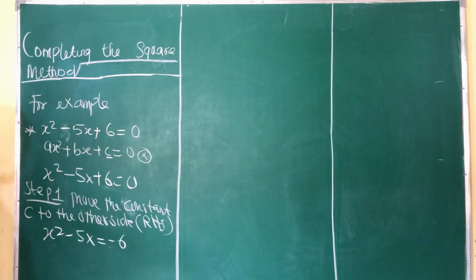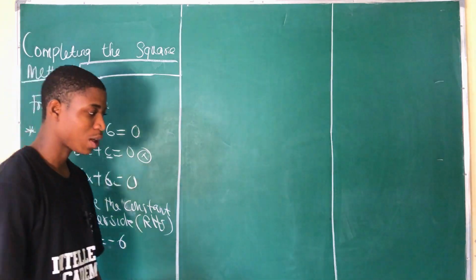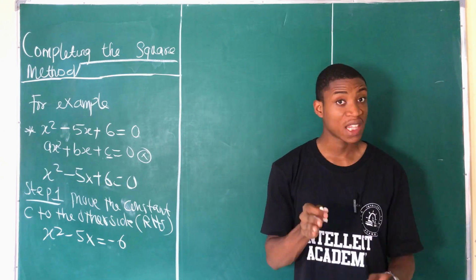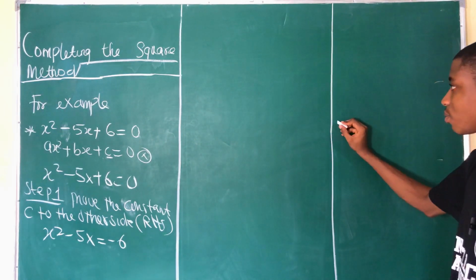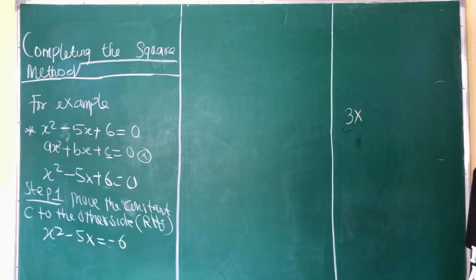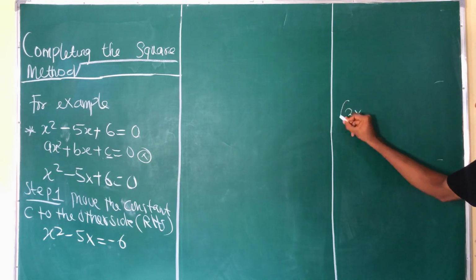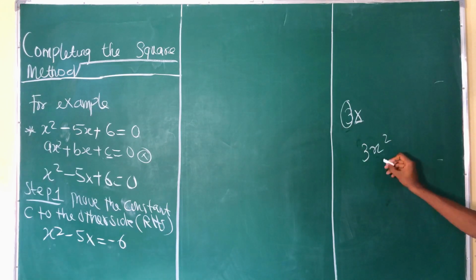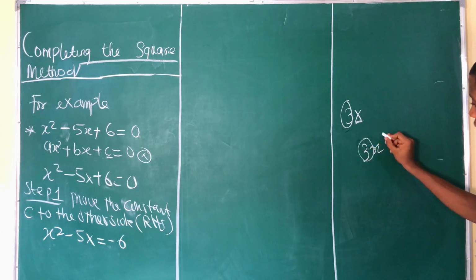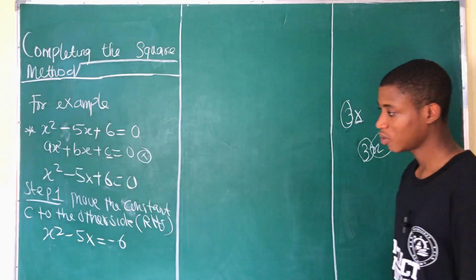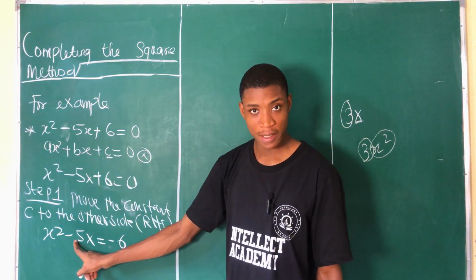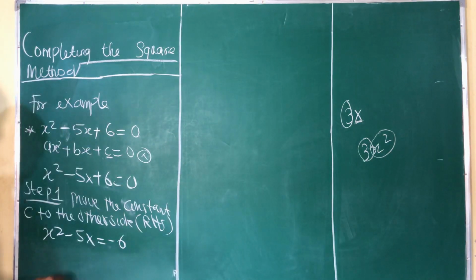Now the second step involves the coefficient of a particular term. We said the coefficient of a term is the constant that is attached to that term. Let's say, for example, we have 3x. The coefficient of x is the constant attached to the x. The coefficient of 3x squared is the constant attached to the x squared. So in this case, take note, the coefficient of x squared here is 1, right? The coefficient of x is negative 5, right? Get that concept.